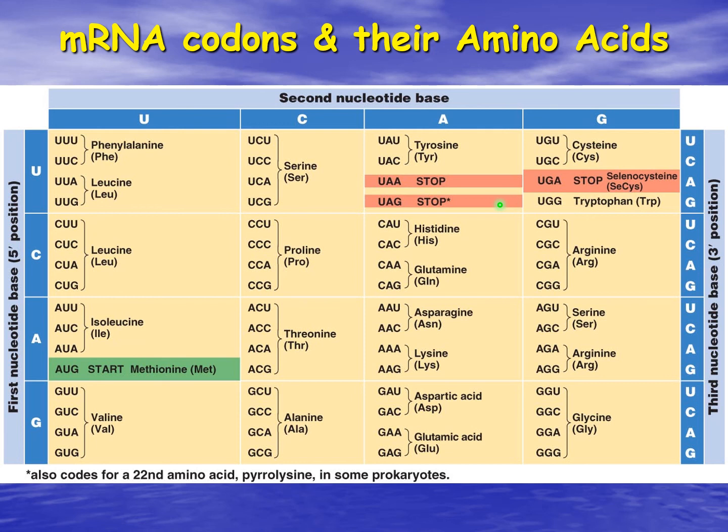So are we going to have redundancy within the code? Absolutely. In fact, only methionine and tryptophan have a single codon. Everybody else has 2, some have 4, and serine actually has 6. That means that I could actually have an error in my code and not change my protein sequence. So if I had a change of UCU to UCG, I'm still going to get serine at that point in the protein.